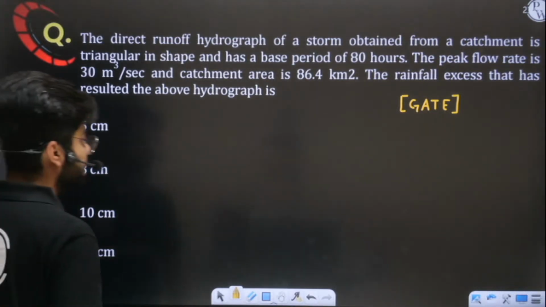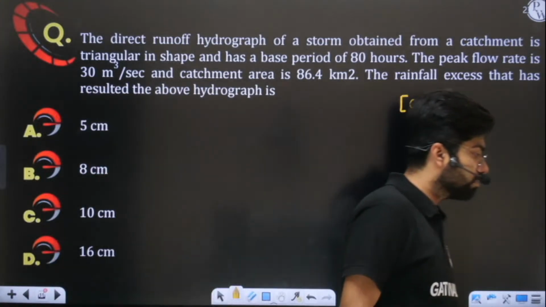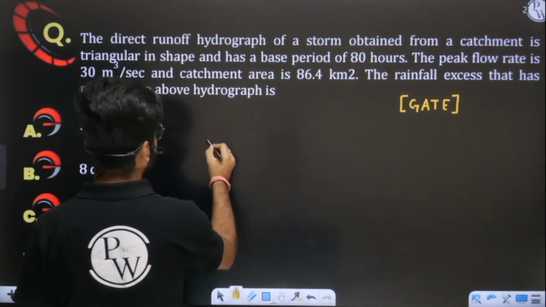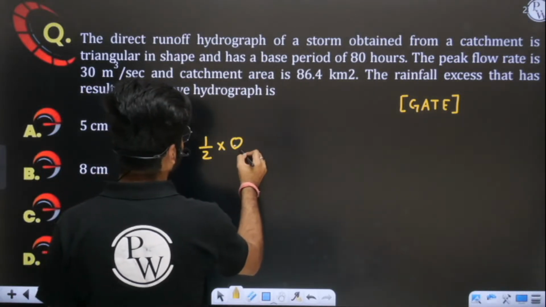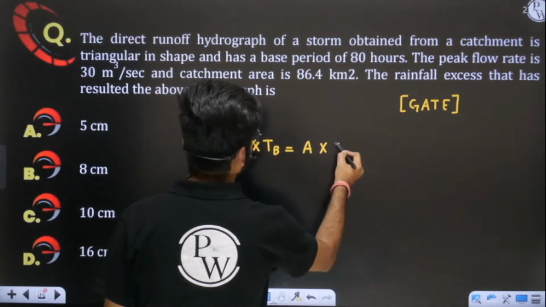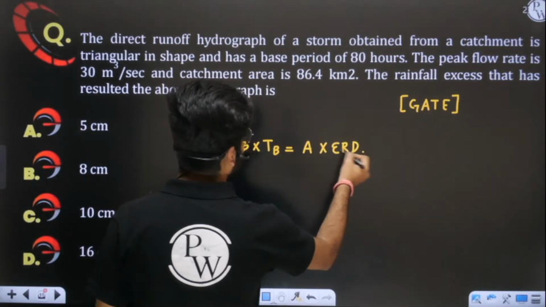Yes, tell me how much you are getting. You are getting option A. Perfect. Great. So simply it is triangular. I will use the direct formula. Sir, half into QP into TB is equal to catchment area into effective rainfall depth. I want to find this.